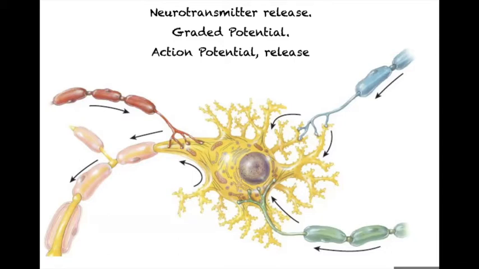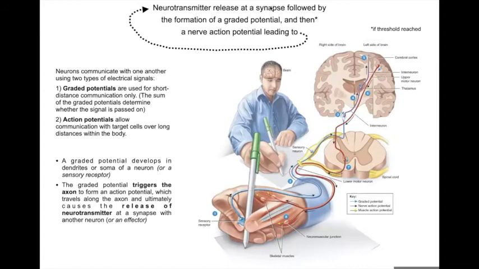And here's my haiku for this: there's a neurotransmitter release, graded potential, action potential, and then release again. So we're going to repeat this over and over again. It's going to be a neurotransmitter release, graded potential in the dendrites and cell body, and then an action potential down here. That's basically what's going on within a cell right here. So this is starting this whole thing about neural communication: neurotransmitter release at a synapse from one cell to the next.